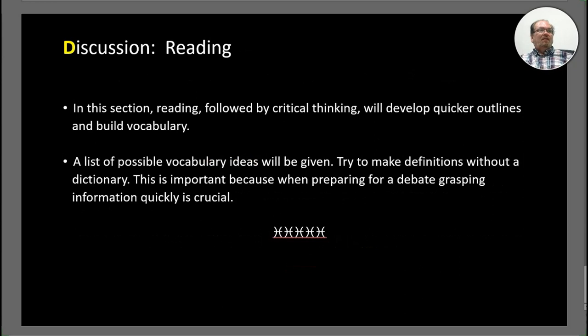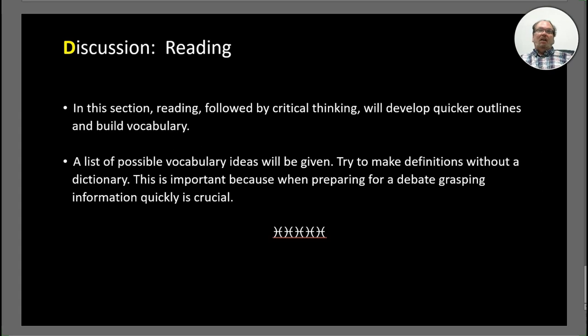In the next section, in the next video 3 is reading. It's followed by critical thinking and develop quick outlines and build vocabulary. So that's where we're going. A list of possible ideas are there. There are maybe more vocabulary that you don't know.